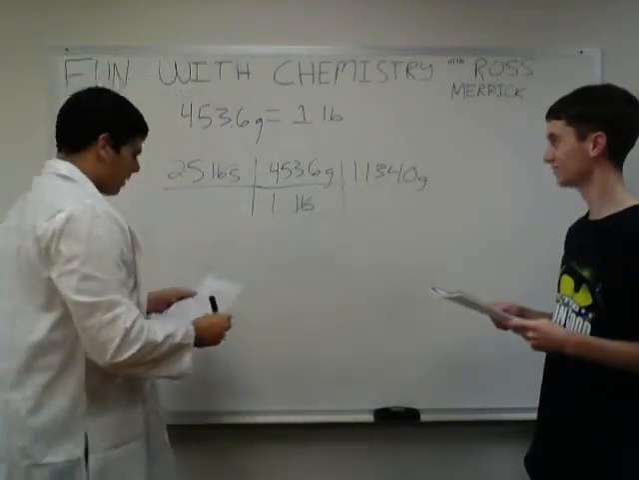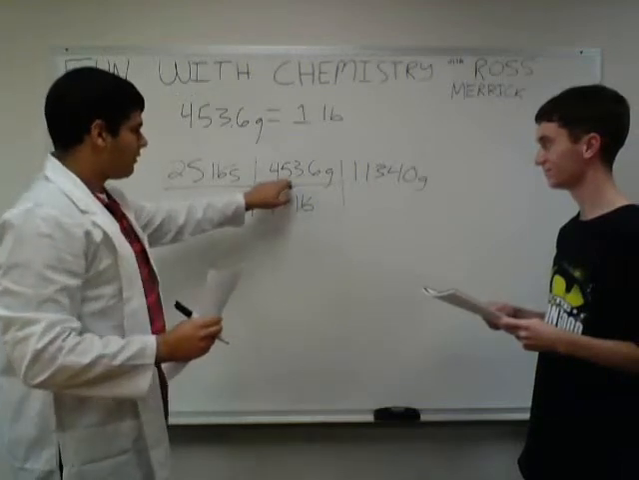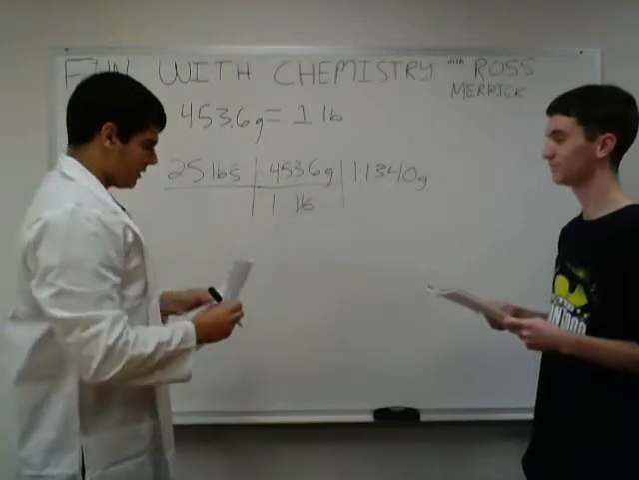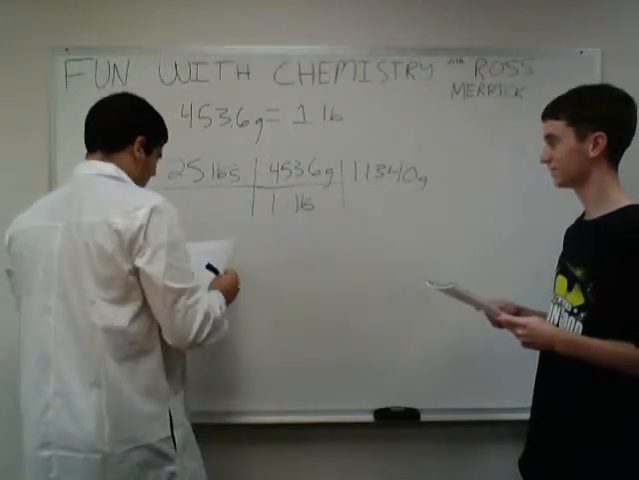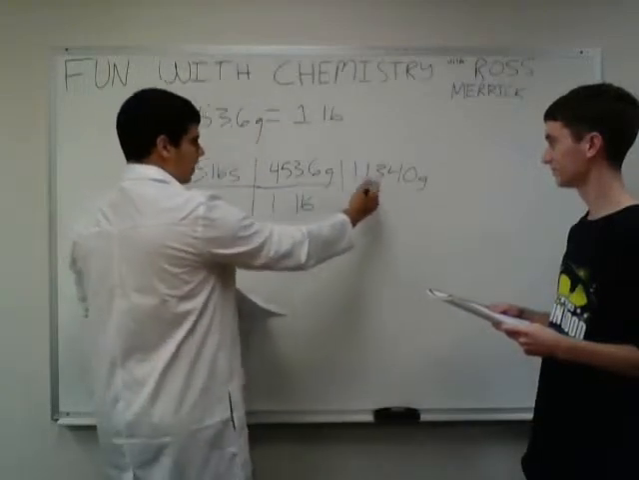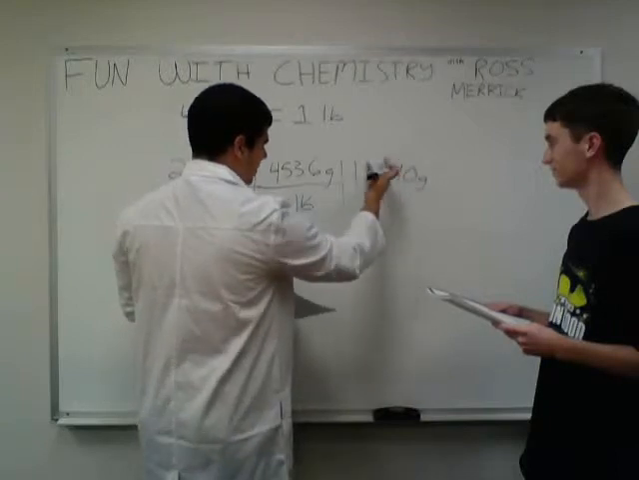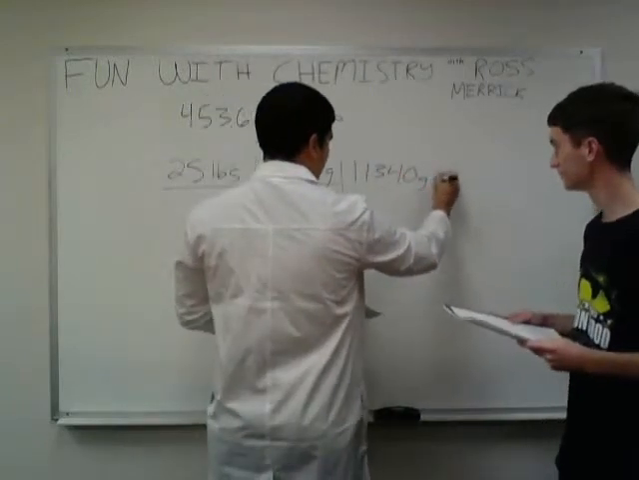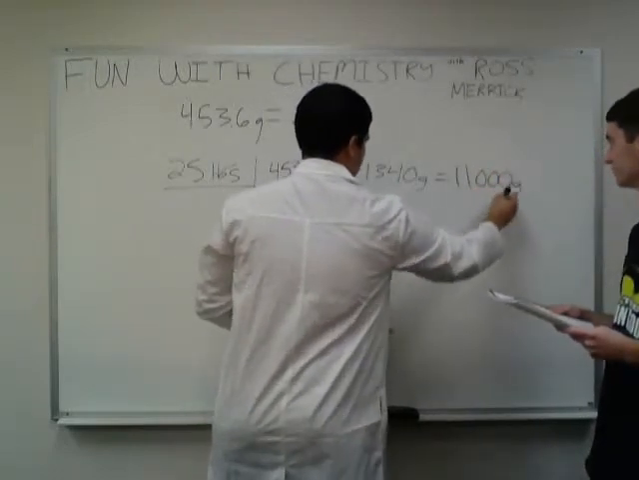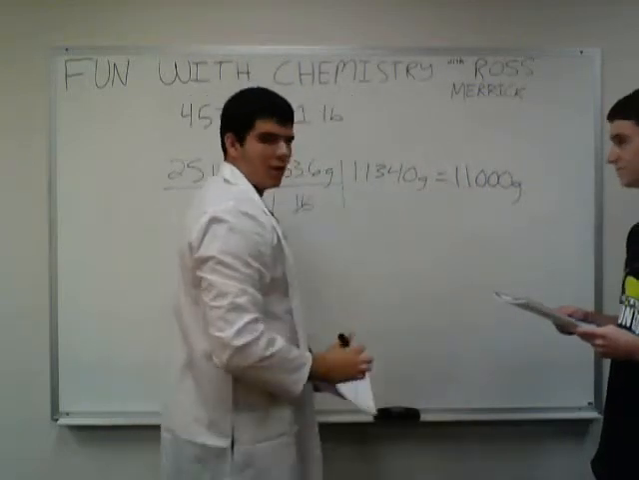Oh, of course. Well, the only number that is actually given in the problem is 25 pounds. 453.6, Ross, is a conversion. It doesn't count. It's a definite number. There's an infinite number of significant figures. So, we need 2 sig figs here. And to do that, we're just going to make these zeros by rounding down, and it's actually equal to 11,000 grams, because these 3 zeros are now not significant, but these 2 ones are.